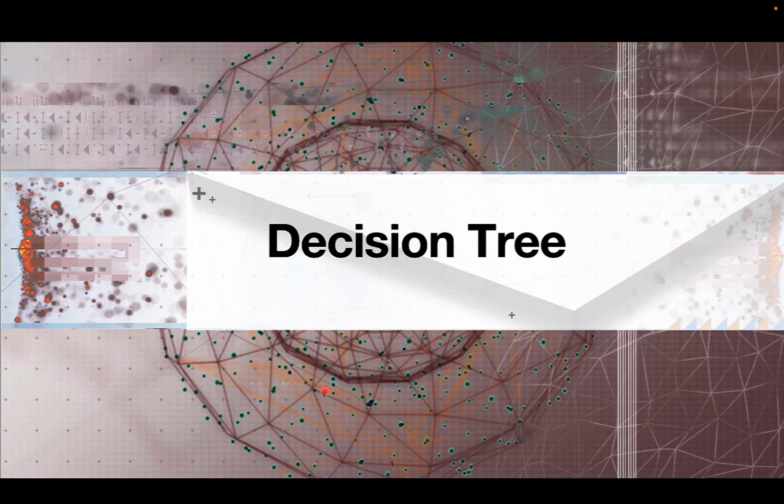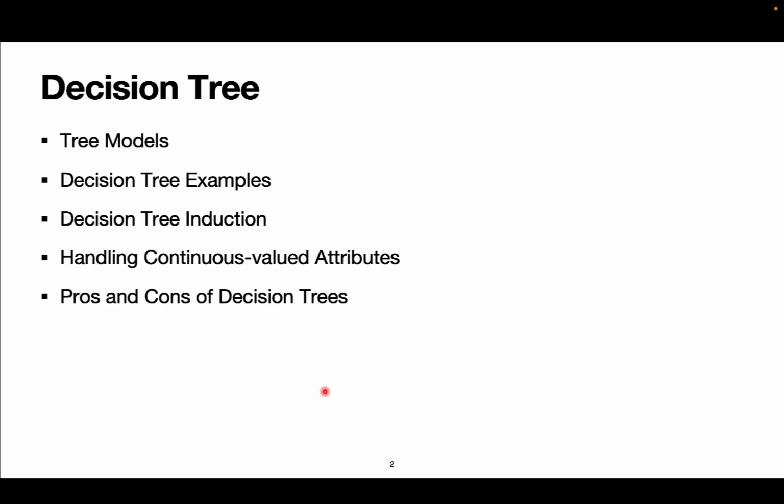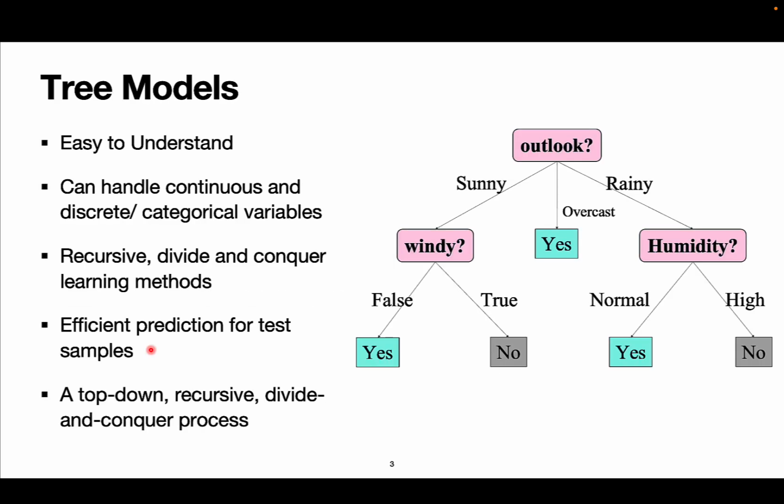In this lesson, we will get into decision trees, our first classification model. We will explore how a decision tree works, the decision tree induction process, handling continuous valued attributes, and the pros and cons of decision trees.